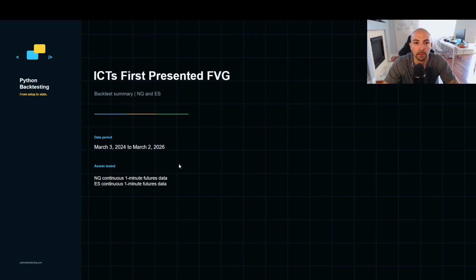And I'm back with another backtest. This time it's going to be ICT's first presented fair value gap. It's a backtest summary for NQ and ES, and the data period is about 2 years, from March 3rd, 2024 to March 2nd of 2026.